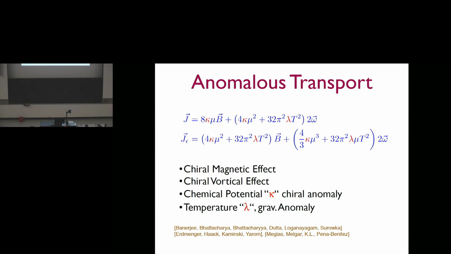And there's another very striking pattern that appears. The anomaly coefficient for the usual chiral anomaly, kappa, always appears paired with the chemical potential. So it's kappa times mu squared, kappa times mu squared, and so on. And lambda, the coefficient for the gravitational anomaly, always appears with temperature squared.